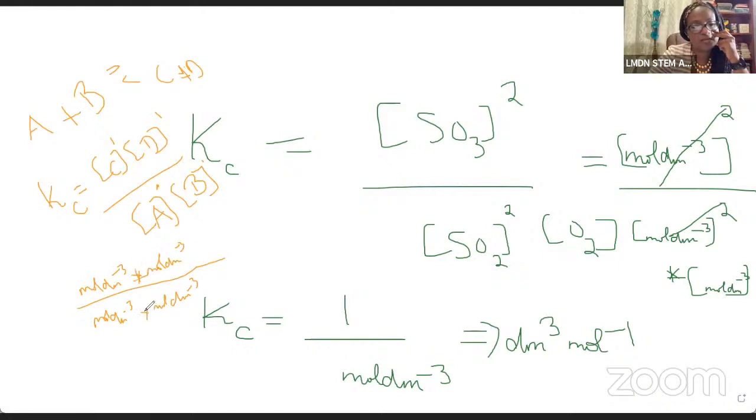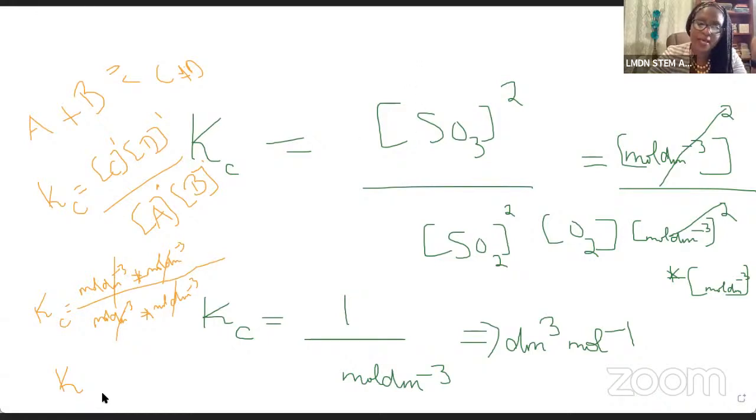So essentially what's going to happen here, guys? It cancels out, right? This cancels, this cancels this. And so your Kc in this particular example is unitless. And so we can categorically say that Kc has units of whatever.